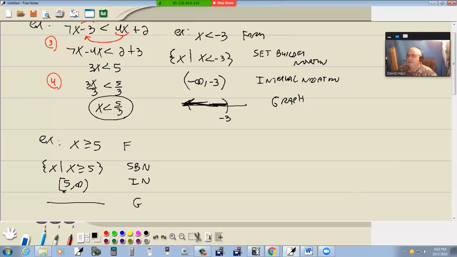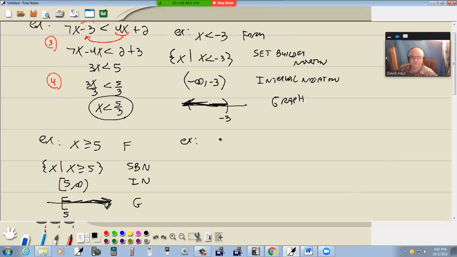And then our graph. If you have interval notation, the graph goes hand in hand with it. So bracket on the 5, bracket on the 5. And then you shade whichever way it's opening. They're opening to the right, so shade to the right. And that'll be our graph.